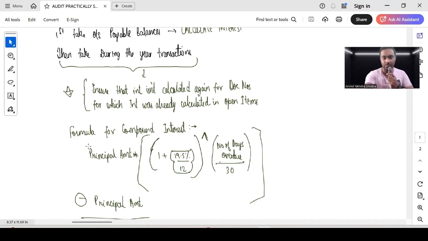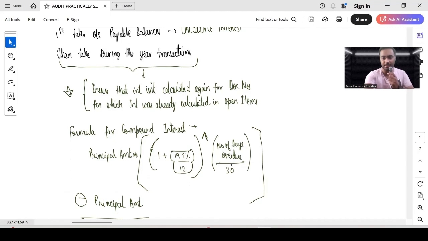So the formula here would be principal amount into 1 plus 19.5% by 12. Why by 12? Because we want this in number of days terms, which is why we are doing it by 12 to first convert it into months. And again, the days we are also converting into months. So it is principal amount into 1 plus 19.5% by 12, the whole power, number of days overdue. Let's say the invoice is overdue for 27 days.